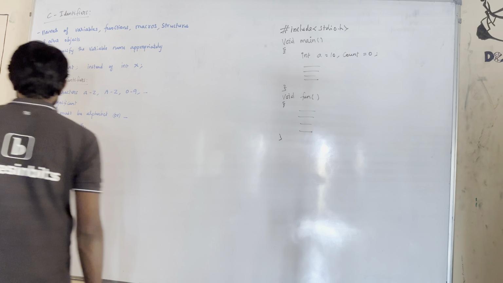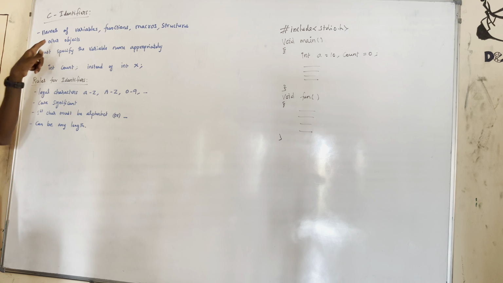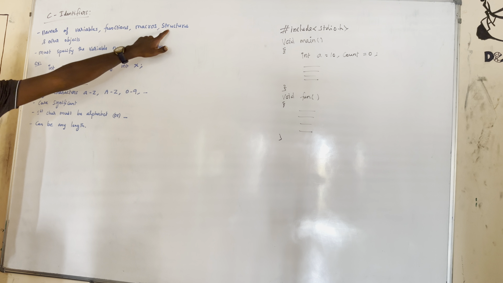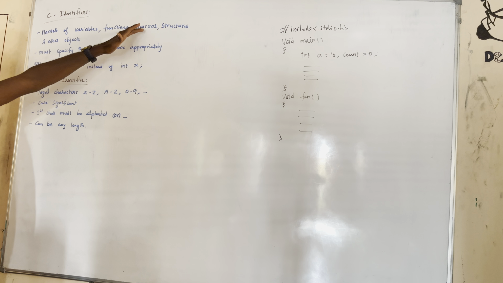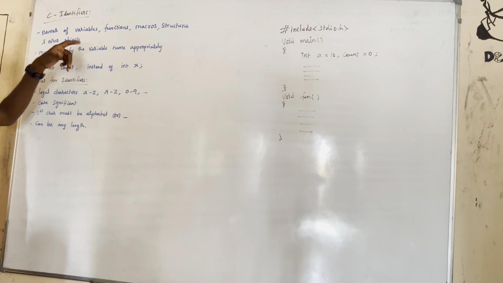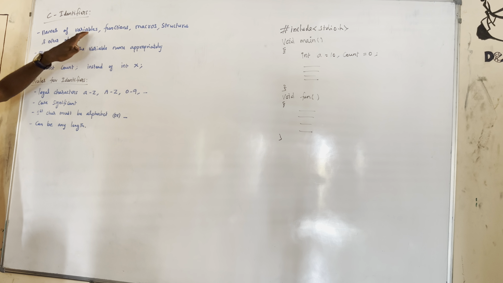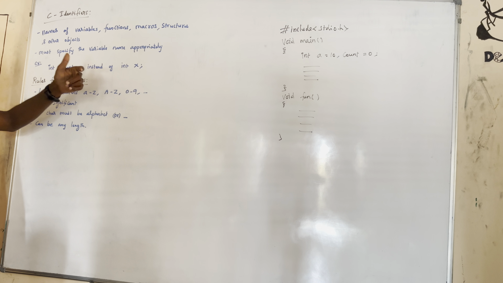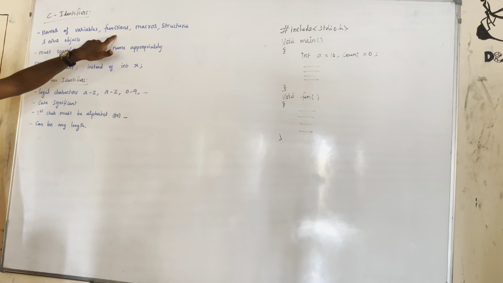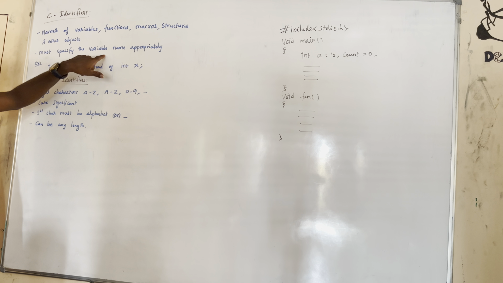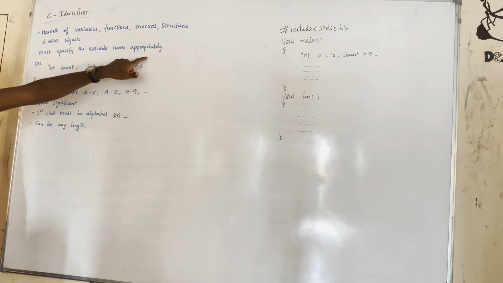So the C identifiers are nothing but names of variables, functions, macros, and structures. Any of these few things you will understand later. What is a macro, what is a structure variable, structure name, and other things you will understand later. For now, the variable and function names you can keep. So the variable names and function names are called identifiers. You must specify the variable name or the function name appropriately.